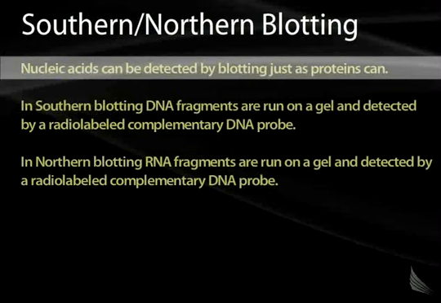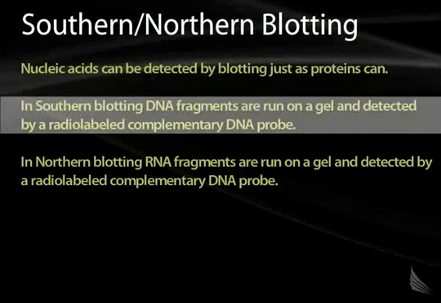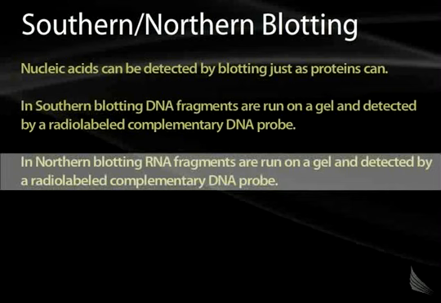So we use a very similar technique, except this technique is called Southern blotting. So we run the fragments out on a gel, we transfer them to a membrane, and then we detect them using a radio-labeled complementary DNA probe. That is a probe that has a radioactive tag on it. Then we can expose that to X-ray film, and we can detect a band that represents that specific sequence. Now, that's Southern blotting. Northern blotting is exactly the same, except rather than using DNA, we're using RNA, and again, detecting it by a radio-labeled complementary DNA probe.